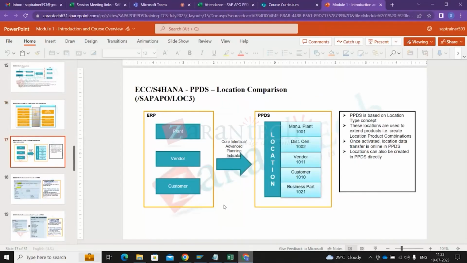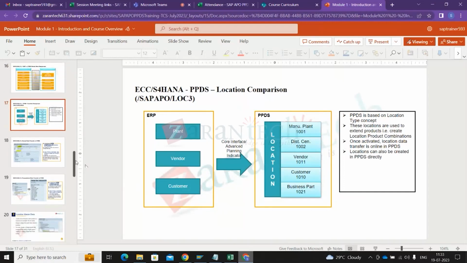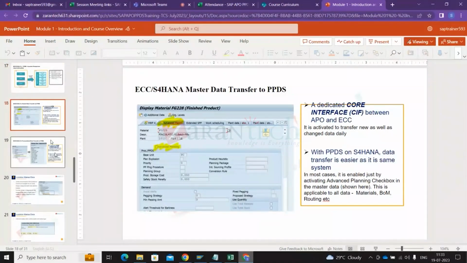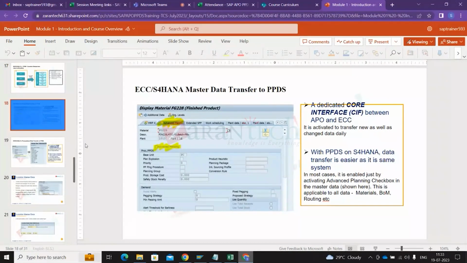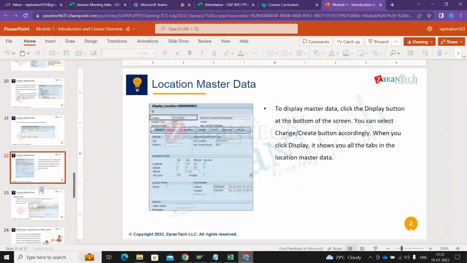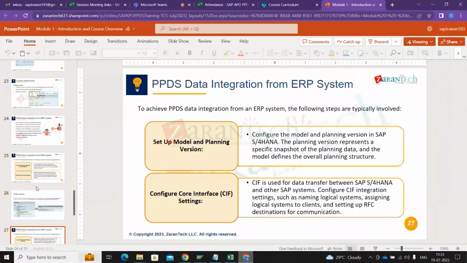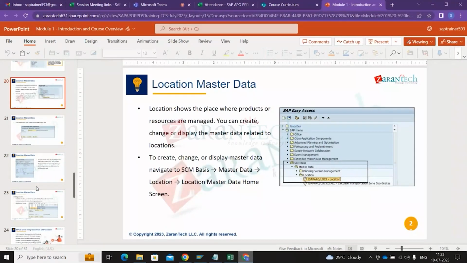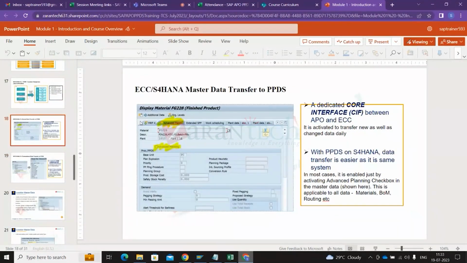Okay. Next one is the location part of it, correct? And I spoke about it like plant, vendor, customer, and so on. Fine. So I will not spend any time. The next slides go into details about what is the location and so on. So before going in there, I want to tell you some basic concepts about how PPDS is activated in the system, and then we go on creating the master data.